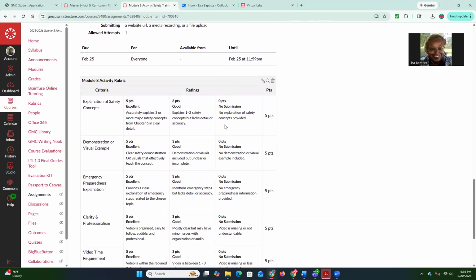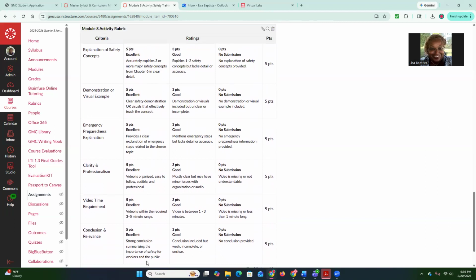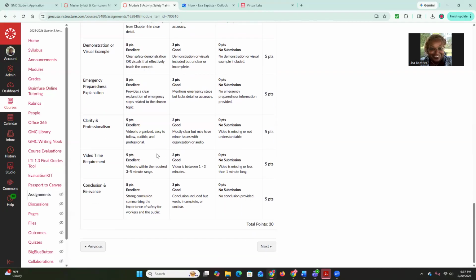All right. And so here is the rubric for this. I'm going to read what would get you the full amount of points, because we want a perfect score on this, right? So, explanation of safety concepts: you want to accurately explain 3 or more major safety concepts from Chapter 6 in clear detail. Your demonstration or video example: you want to have a clear safety demonstration or visuals that effectively teach the concept. And then the next one, emergency preparedness explanation: you want to provide a clear explanation of emergency steps related to the chosen topic.